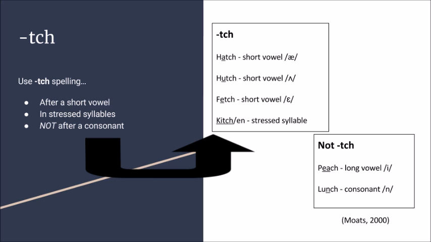Now below are some examples where we do not use TCH. Look at the word peach. It has the long vowel E that is immediately before the ch sound. So since it's a long vowel, we use CH spelling only. The same is true for lunch. Use the CH spelling because the vowel is broken up from the ch sound by the consonant N.